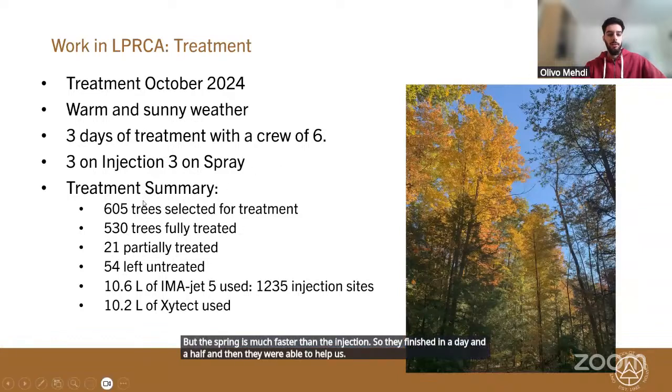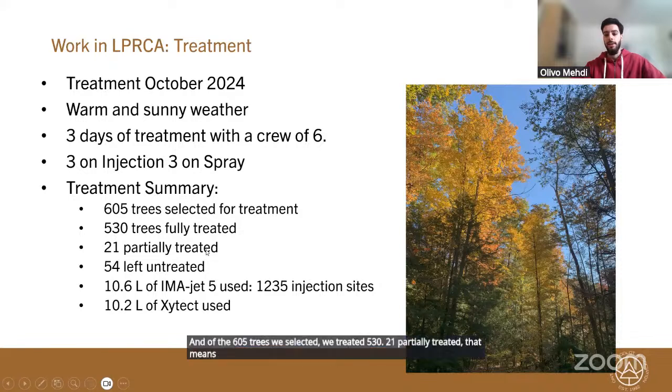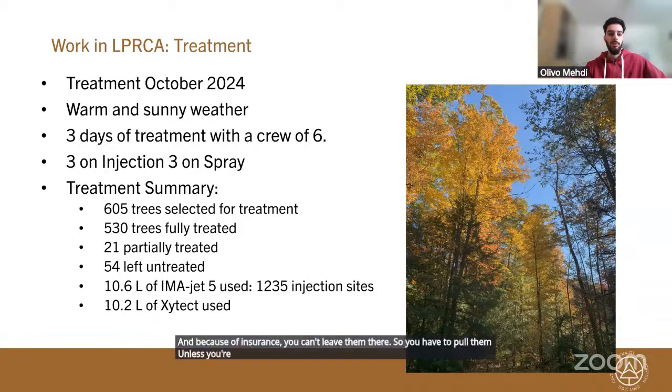And of the 605 trees we selected, we treated 530, and 21 were partially treated. That means at the very last day, the weather turned, it got cloudy and windy, and there was absolutely no uptake for about 4 or 5 hours. And because of insurance, you can't leave them there, so you have to pull them unless you're on site. So eventually we took them out. And then 54 of those over limit trees didn't get treated.